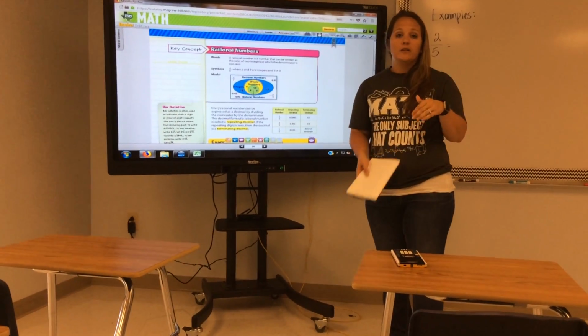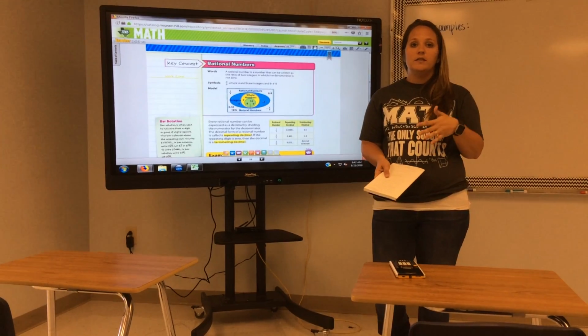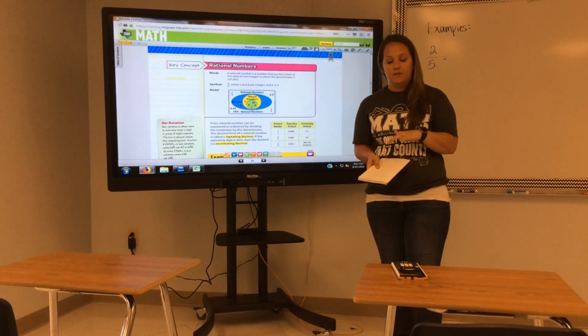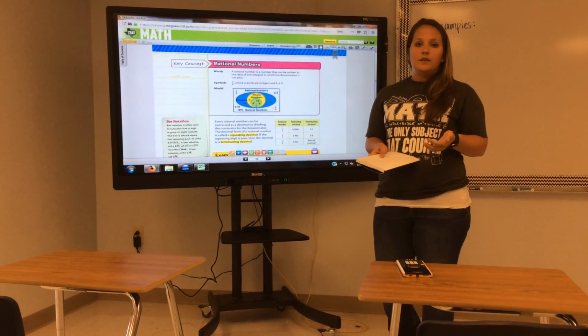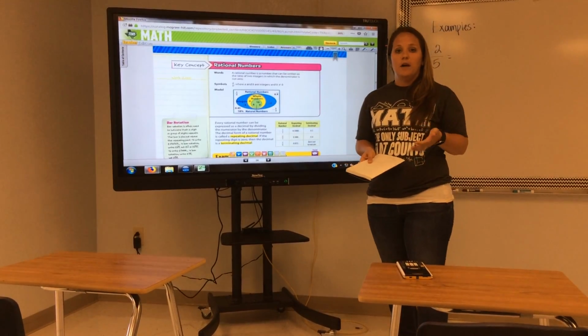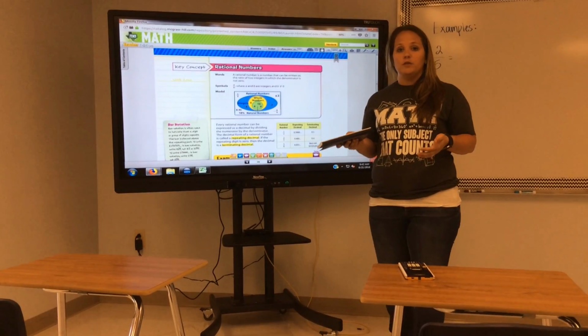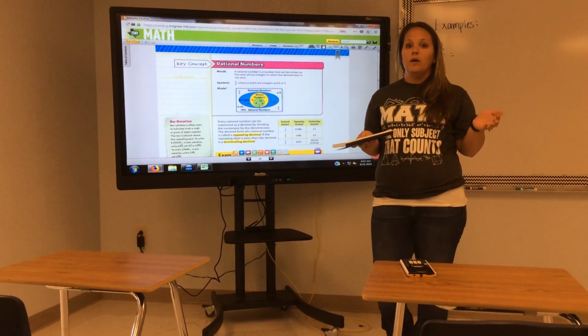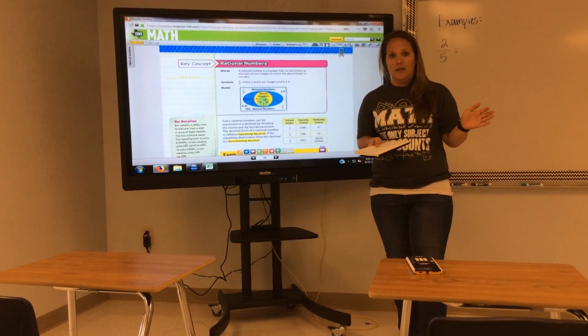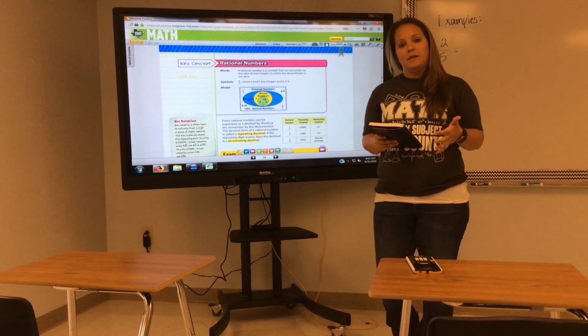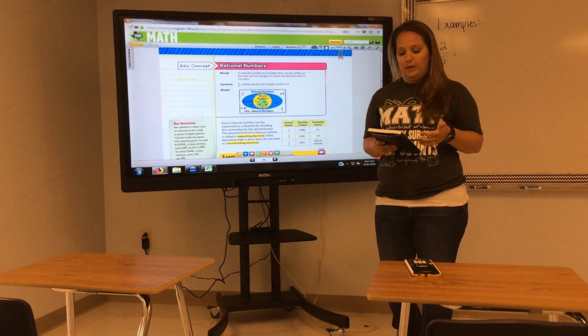Today's lesson is over rational numbers. We'll be turning fractions into decimals and decimals into fractions. In 8th grade, every number that you come across will be a real number. Real numbers are split into rational and irrational numbers. We'll get into that later in the chapter, but today we're going to be specifically looking at the rational numbers.